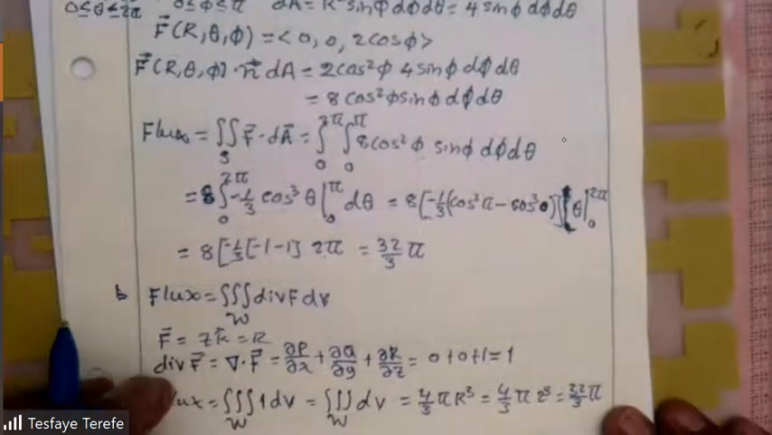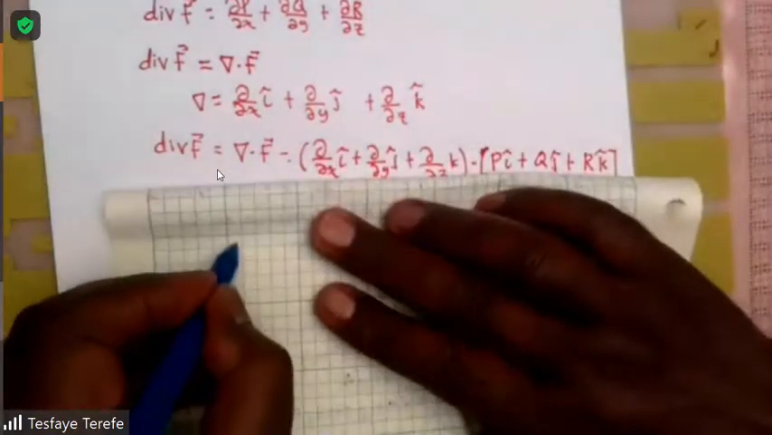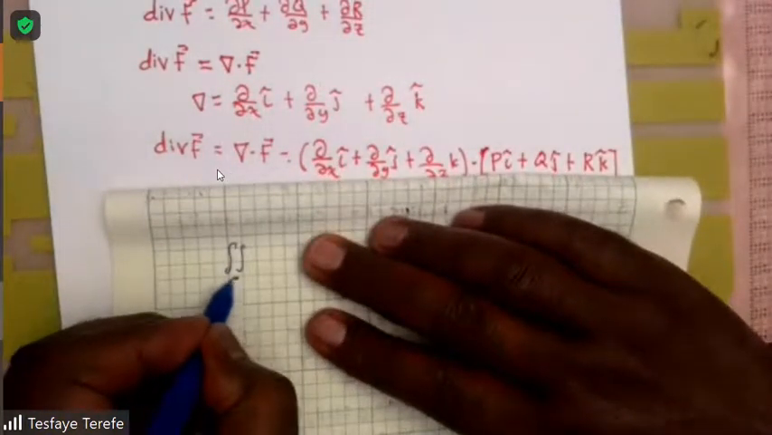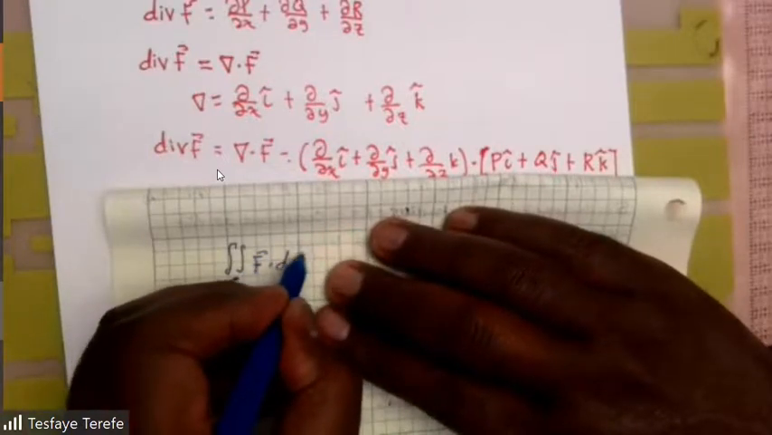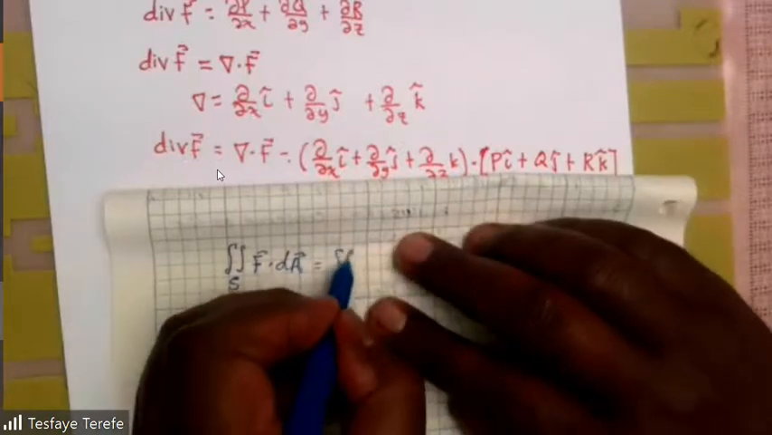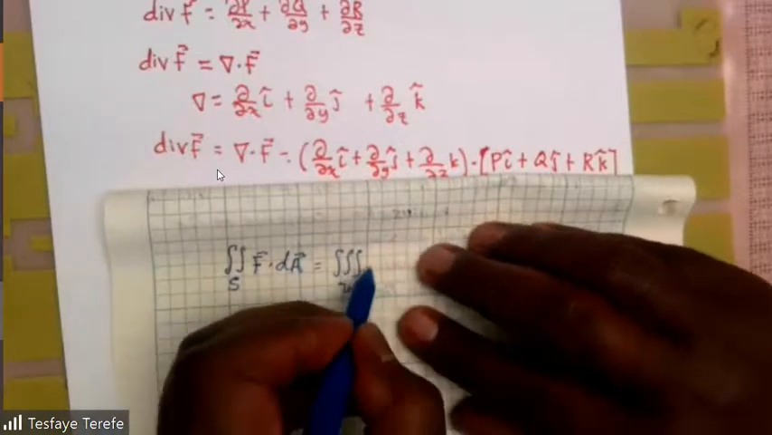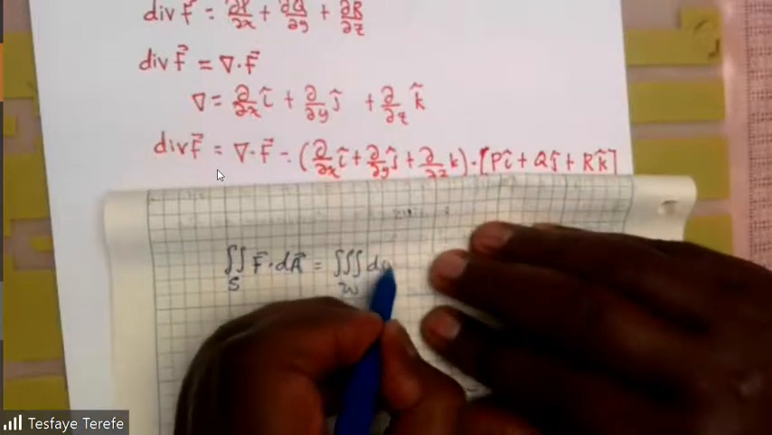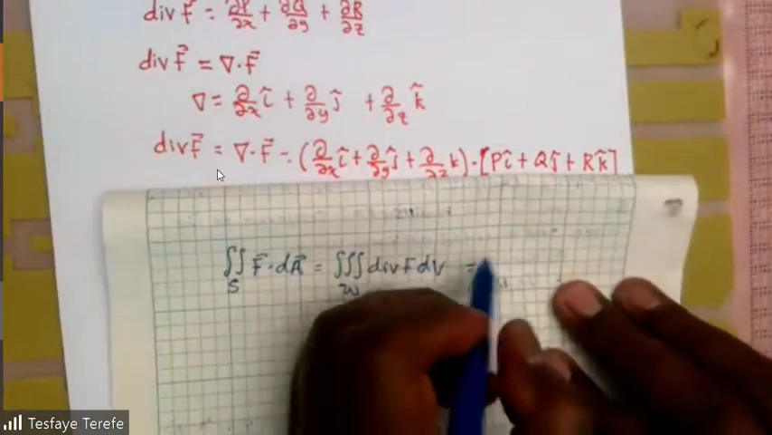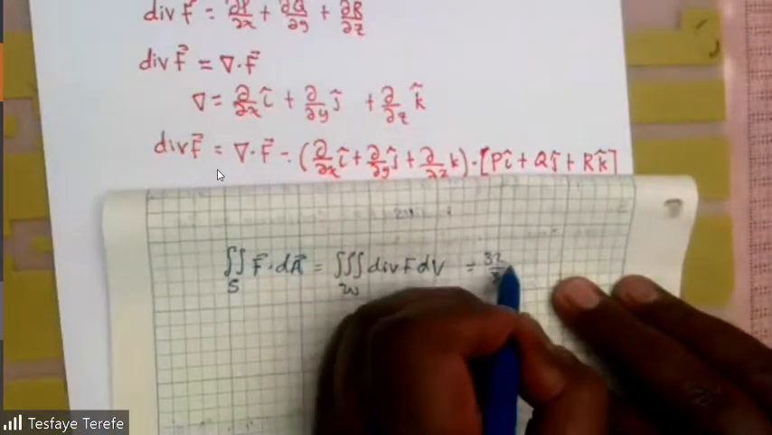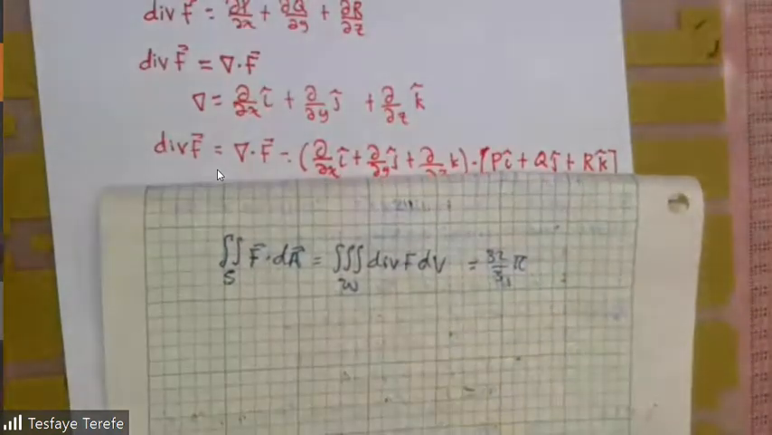All right, so from here we have verified the divergence theorem, which is really telling us that the flux integral, the surface integral of the vector field dotted with the vector area element, equals the triple integral over W of the divergence of F dV, which we get as 32 over 3 pi. And that's it.